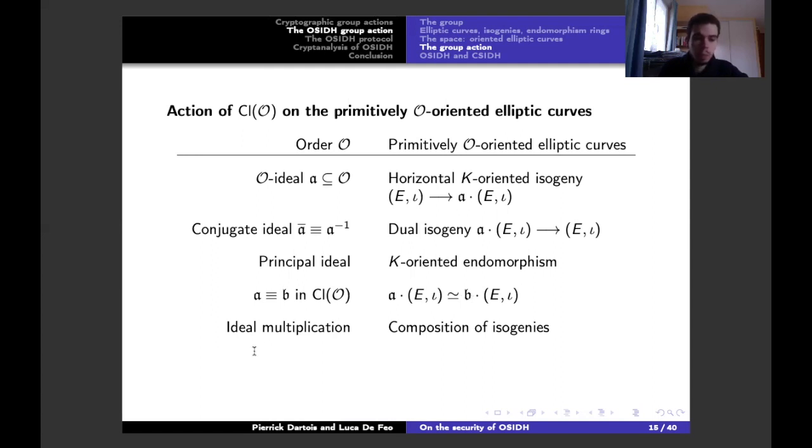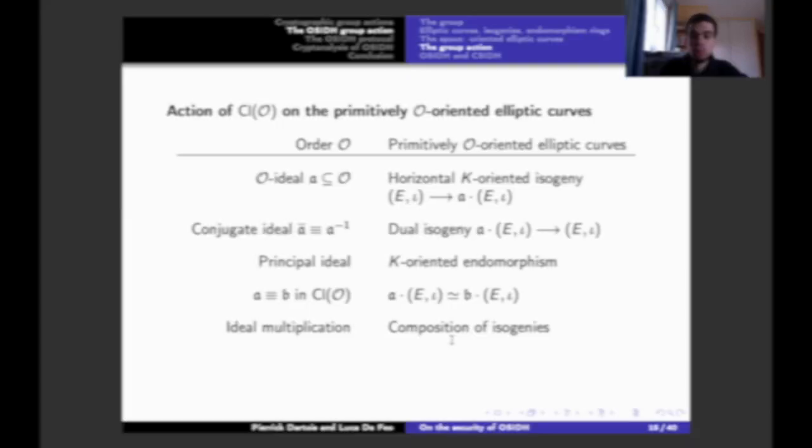And finally, multiplication of ideals corresponds to isogeny composition, and that's the reason why we have indeed the group action property. As Colò, Kohel, and Onuki proved, this action is furthermore transitive and faithful. But is this action easy to compute one way, as required to have a cryptographic group action?